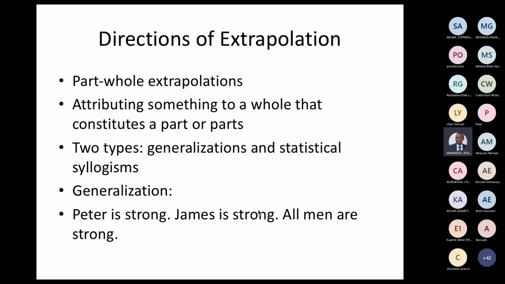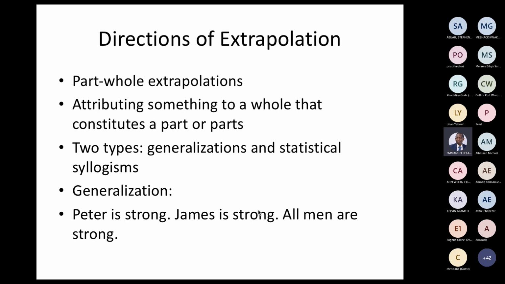Now we have understood the technicality of extrapolation. Now let's look at different directions of extrapolation. There are different directions that extrapolation could take. First of all, you have part-whole extrapolations, attributing something to a whole that constitutes a part or parts. We have two types of part-whole extrapolations: generalizations and statistical syllogisms.